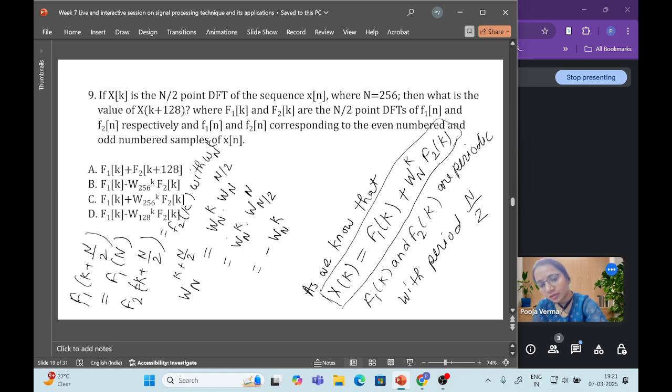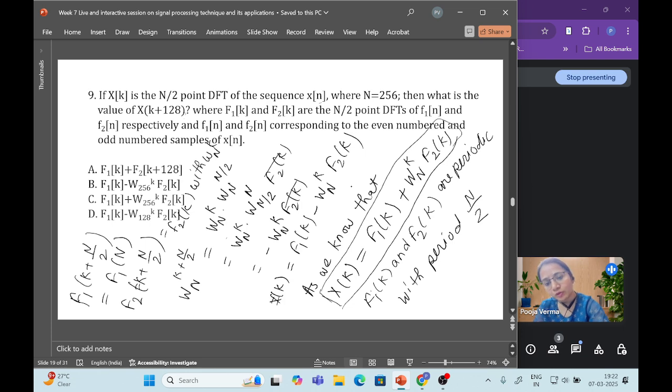And similarly F2(k) will be there, this one, just because we are working on this part. So by applying the periodicity property, F1(k) will be the same because there is no phase shift, but in F2(k) there is a phase shift, so this one will be applied here to F2(k). We are solving just this part only, here it is not required. So from here you will get it.